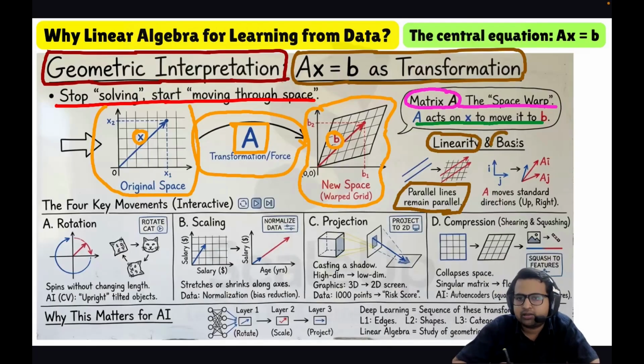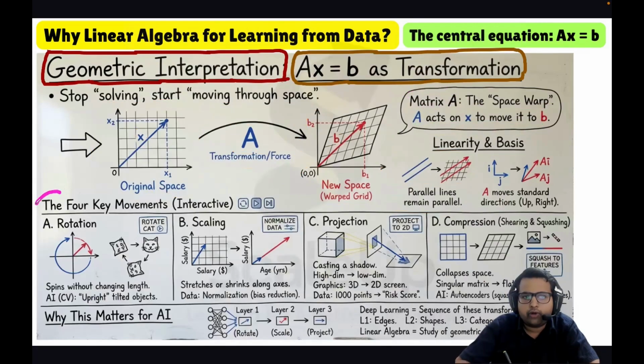And what is basis? Matrix A essentially tells the computer where the standard directions, like up and right, should land in the new space. So bases are like the standard directions which help in transforming the input X into a new space B. Matrix A contains the rules which tell where the standard directions should land in the new space, and these standard directions are the basis.